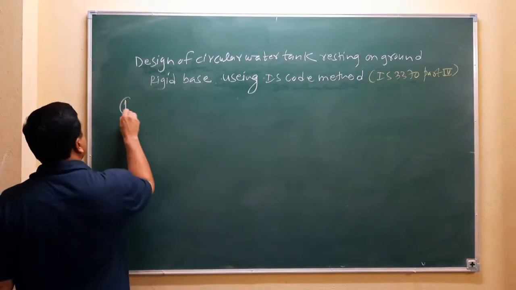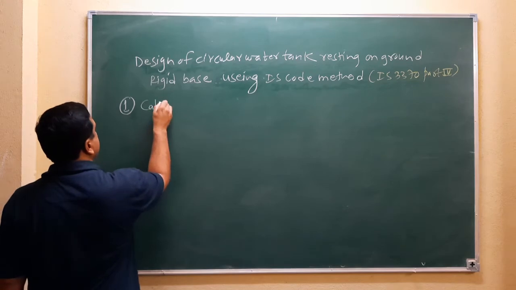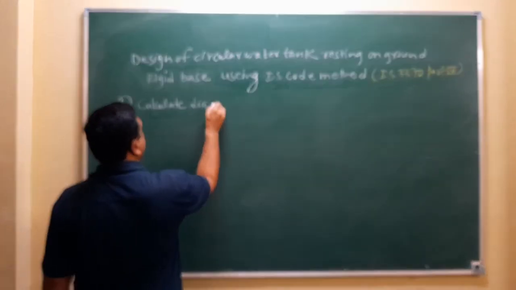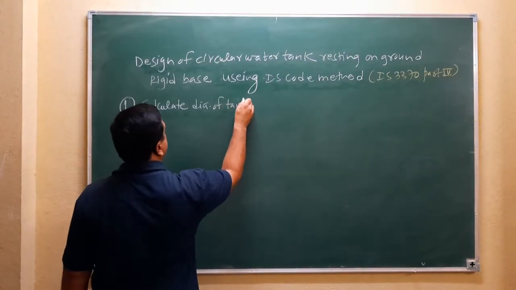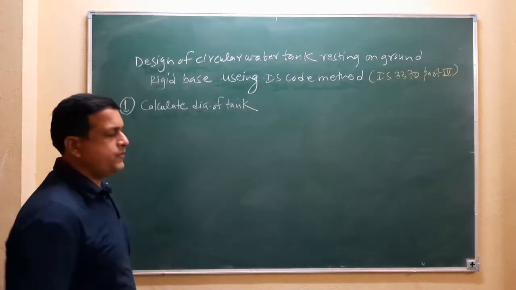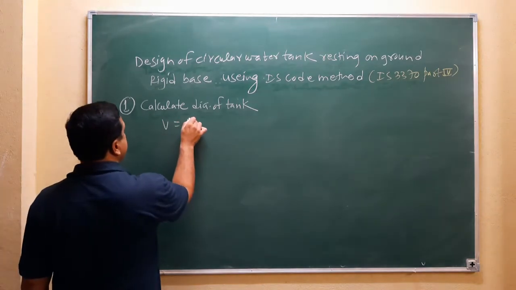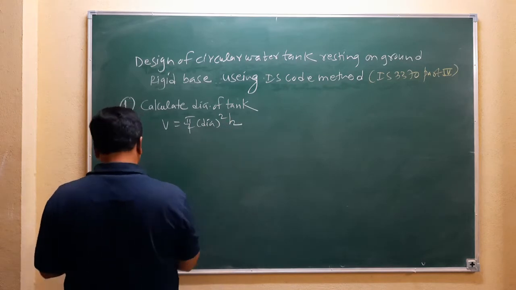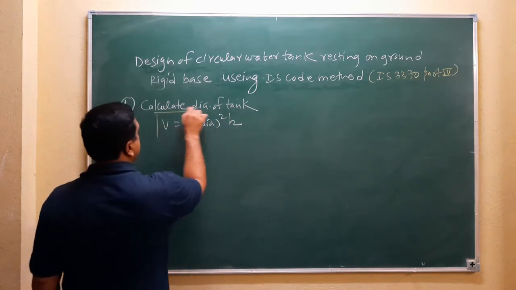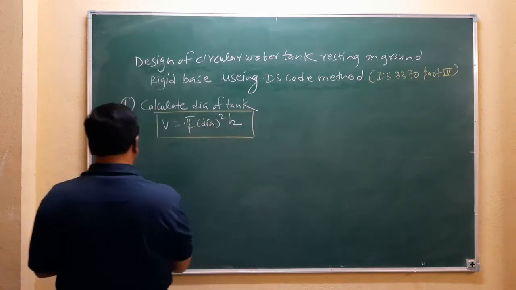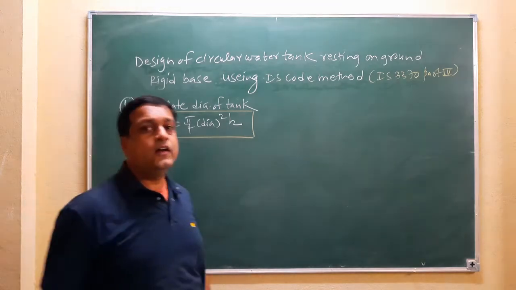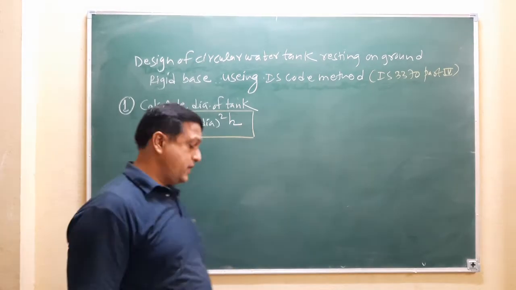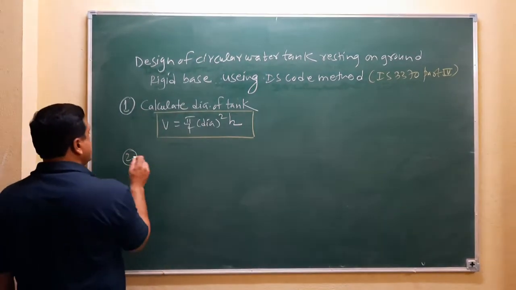In step number 1, calculate the diameter of the tank. We know that volume is equal to pi by 4 diameter square into height of water. Using this formula, you have to find out the internal diameter of the tank.